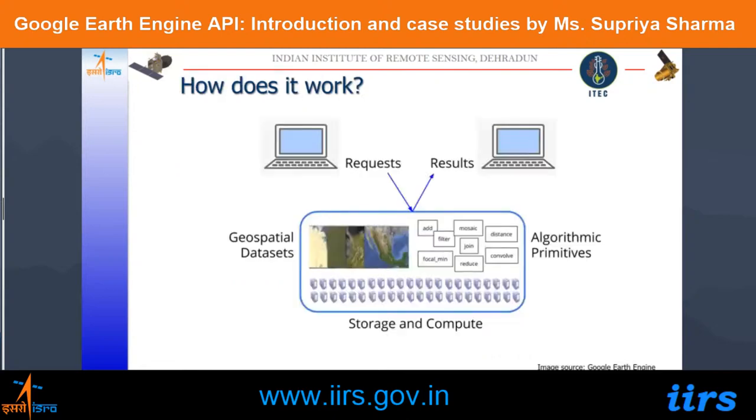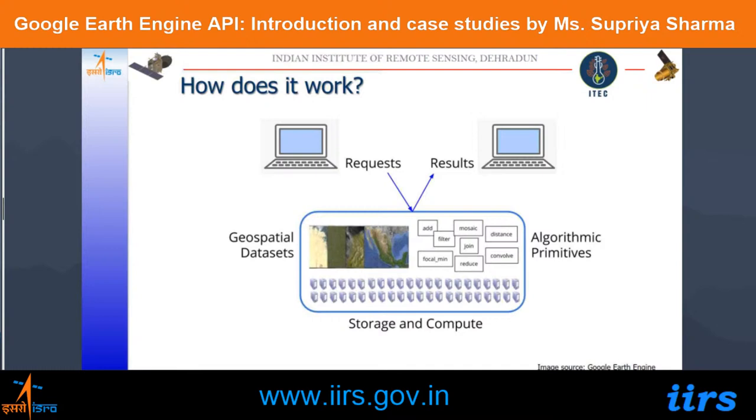How it works is that there are several storage and compute servers present at Google data centers. There are also certain algorithms associated with these data sets that are present on these servers. You perform any operation over these data sets by writing code. You can write code for the simplest of operations such as basic math calculations, or you can also perform machine learning operations using these codes.